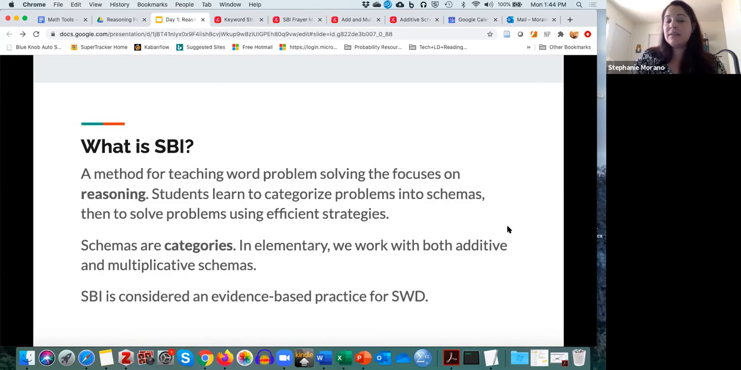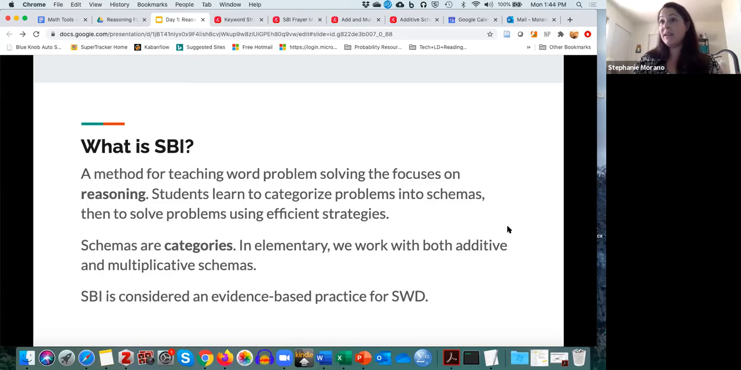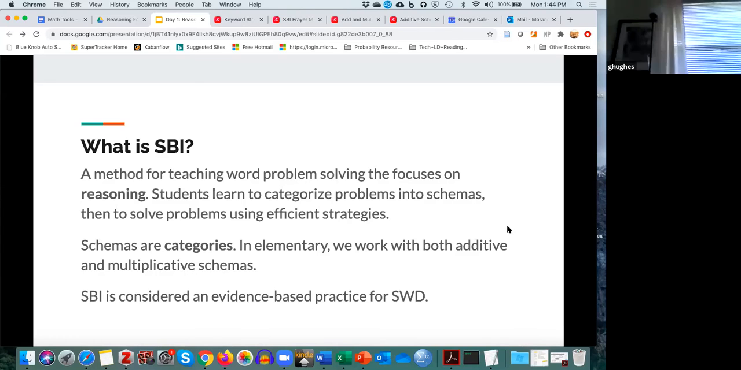Schema-based instruction is considered an evidence-based practice for students with disabilities. There's a lot of research on schema-based instruction. I'm not going to spend the time that we have today to go over it with you. But if you were just to get into Google Scholar and search schema-based instruction, you would find a ton of articles and intervention studies that have used this approach and found really great results for students with disabilities at all different grade levels and with different disability categories.